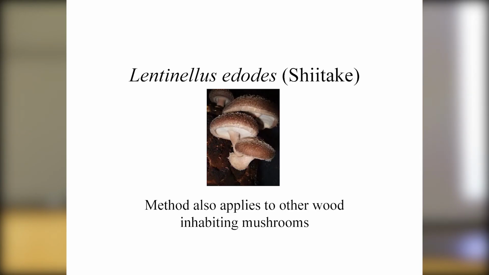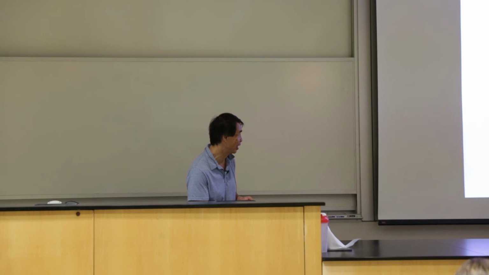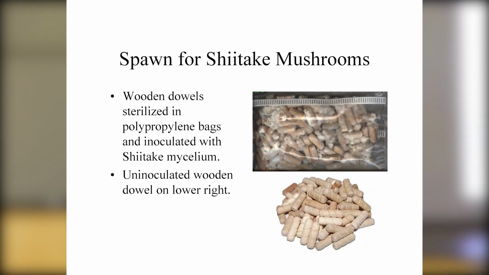Okay, the example I'm going to use is the Lentinula edodes, which is the Shiitake, and this applies to other wood-inhabiting fungi as well. Okay, now instead of getting spawn the usual way that I showed you, they get wooden dowels like this. They sterilize it in plastic bags, then they inoculate the dowels with the mycelium of the Shiitake. Okay, so that's the source of the inoculum.